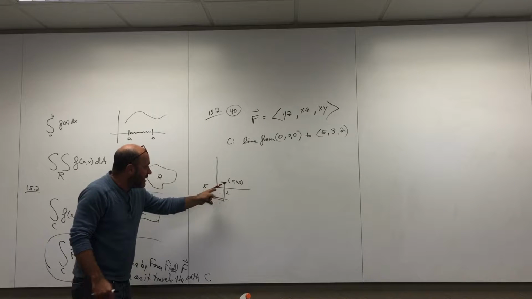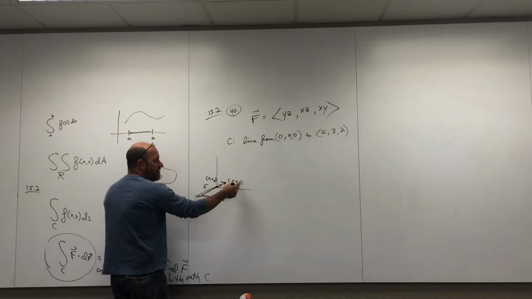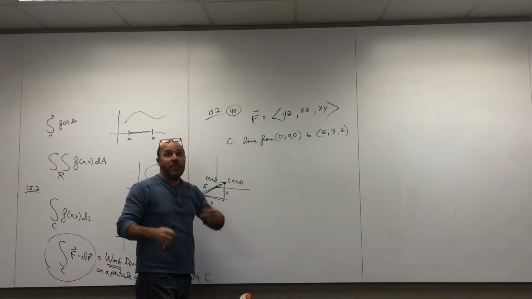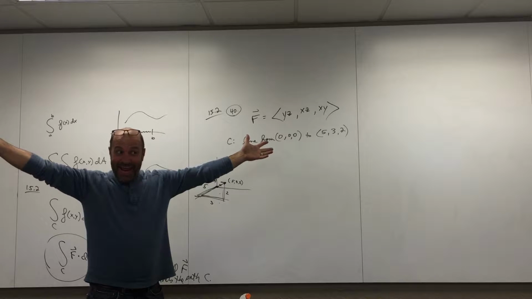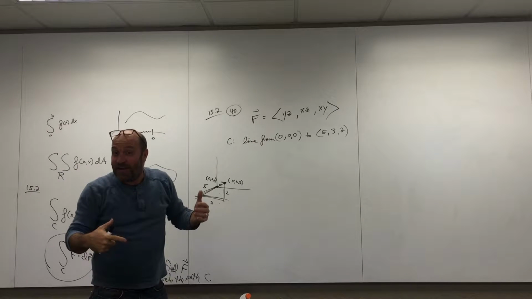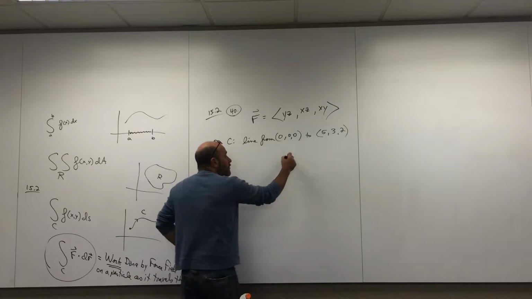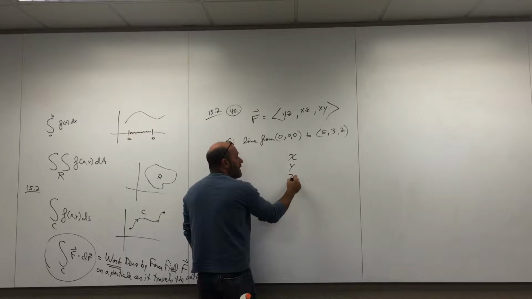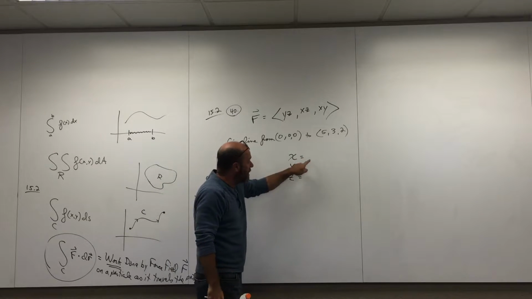I got a line in 3D. It goes from the point 0, 0, 0 to the point 5, 3, 2. Do you remember how to write parametric equations of a line? Maybe not, but it was chapter 11, and it was real easy. What did we need? We needed parametric equations of a line. I used to write it like this. And what I needed was a point on the line.